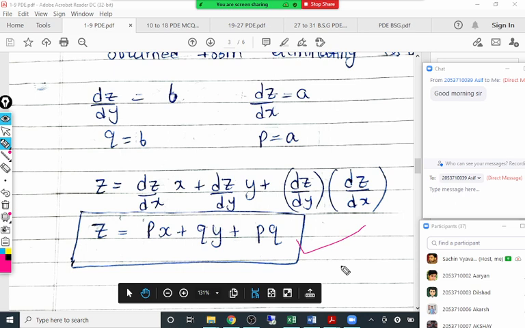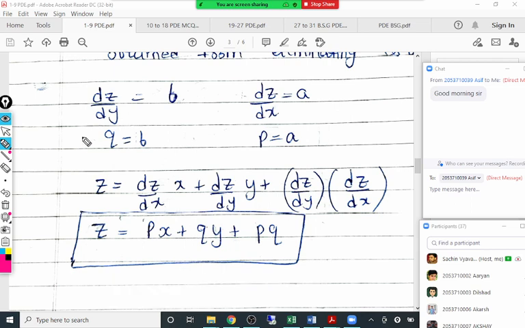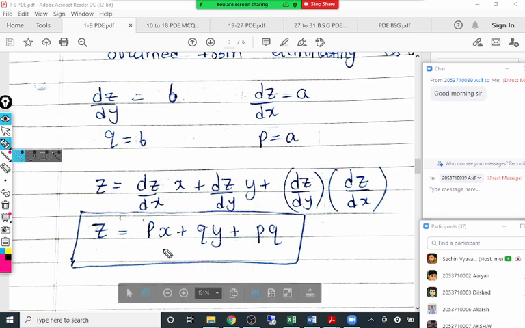Any doubt? This is the PDE corresponding to the given solution, which is z equal to ax plus by plus ab. Here we have replaced p by a and q by b, and we get a solution. This is actually the first form of a first order PDE, where we see that f of p q equal to 0. F of p q equal to 0. So both ways you can go: from the solution you can come to the differential equation, or from the differential equation you can go to the solution.